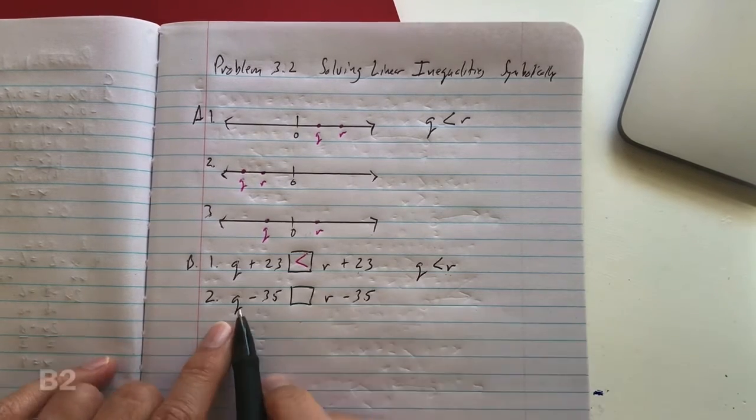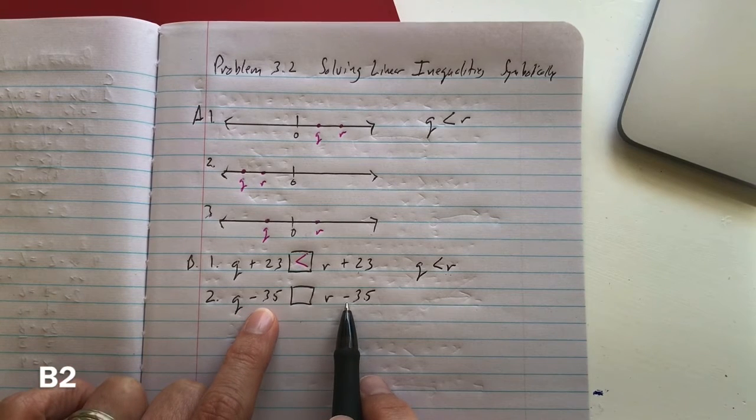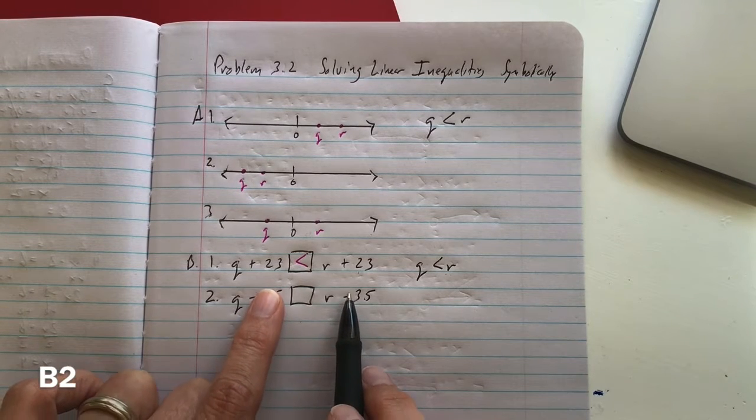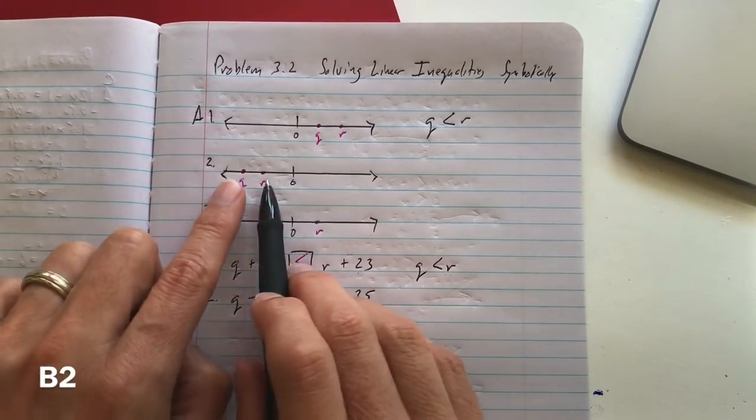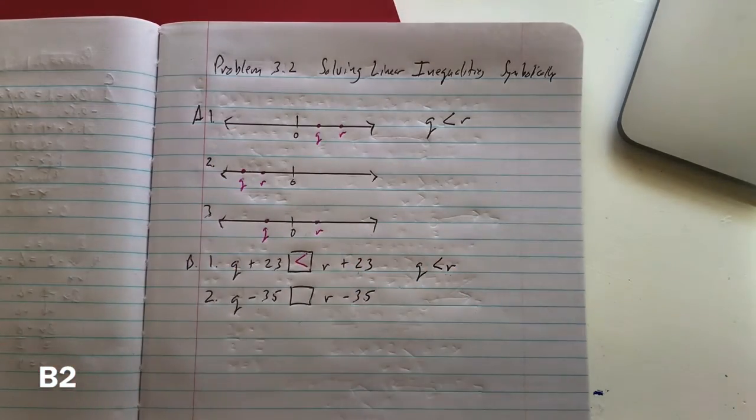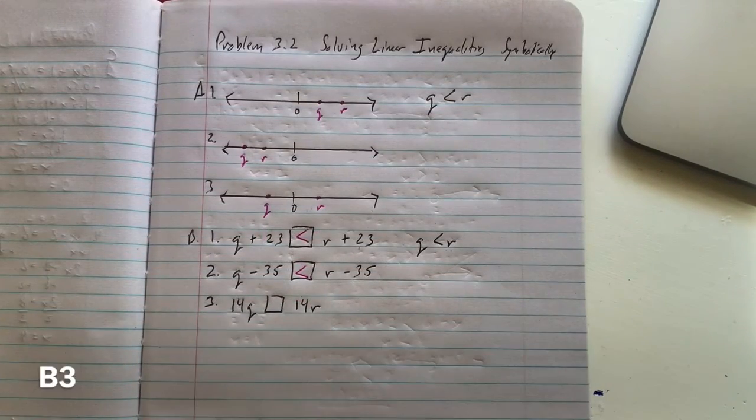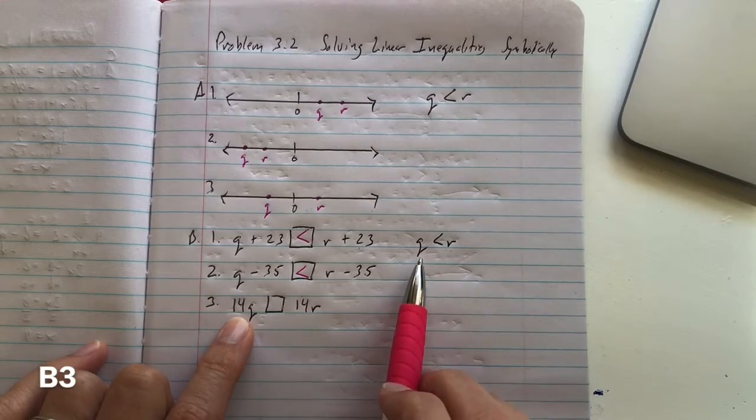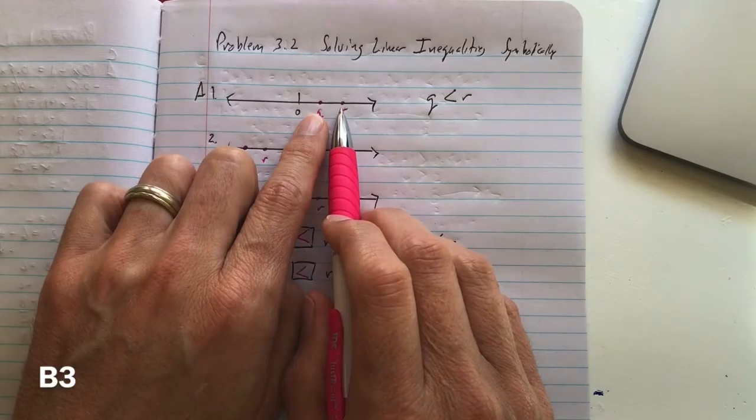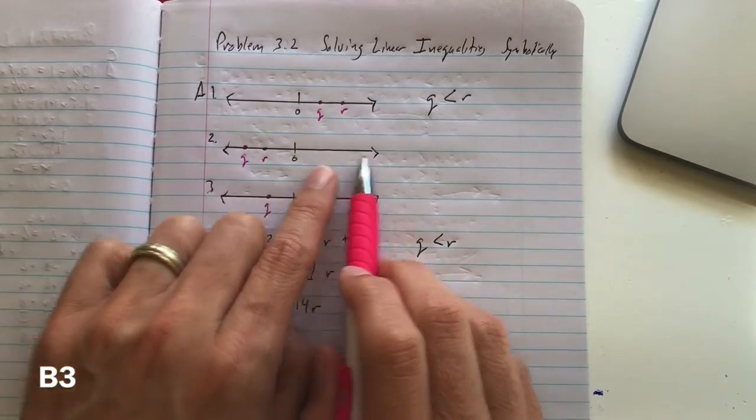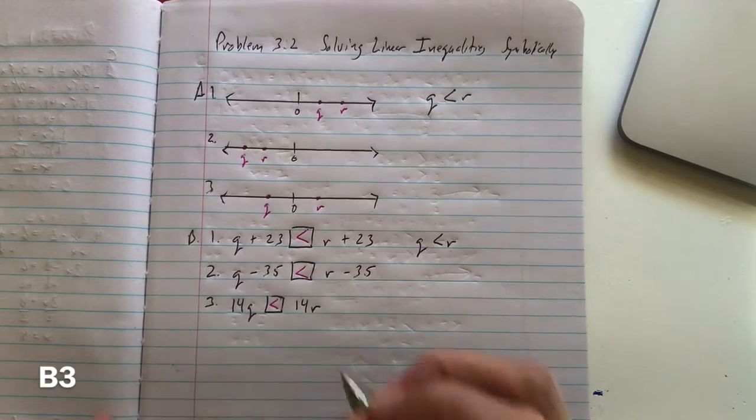All right, B2. Still having Q is less than R. And if we subtracted 35 from both of them, notice how they would both move the same direction on the number line. So it ended up being the same situation. All right, B3. Q is still less than R, and if we multiplied them both by 14, they would still both move in this way together. So it would still stay the same, that this would be less than that.